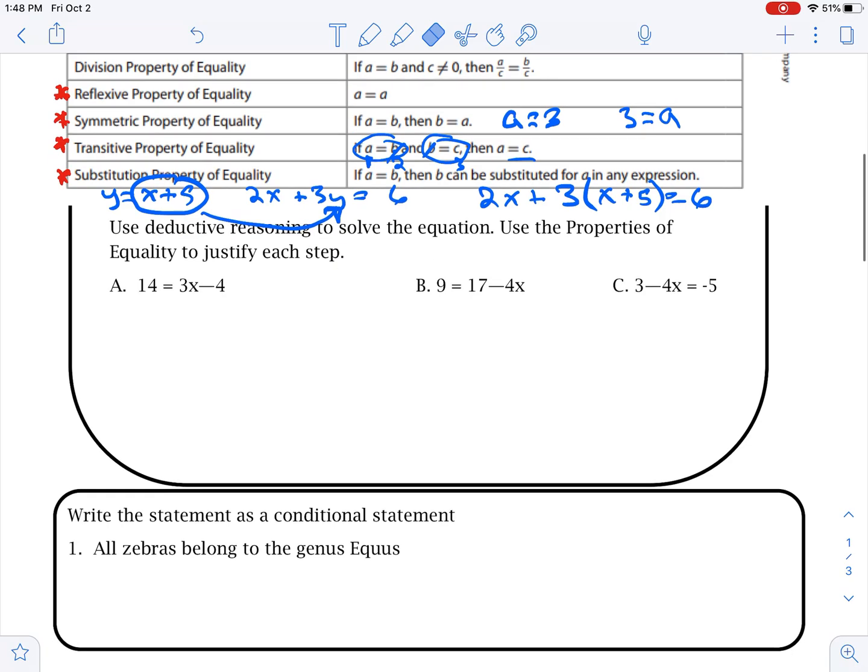What we're going to do is go ahead and solve, and when we solve, we're just going to justify each step. So here I would add 4, so I'd say that this is the addition property.